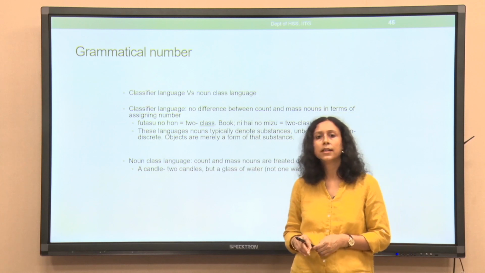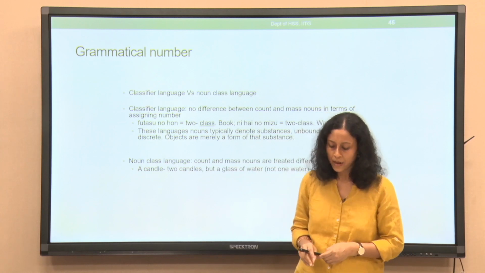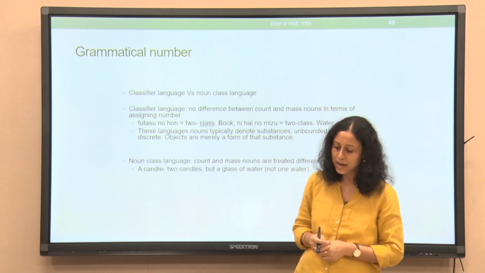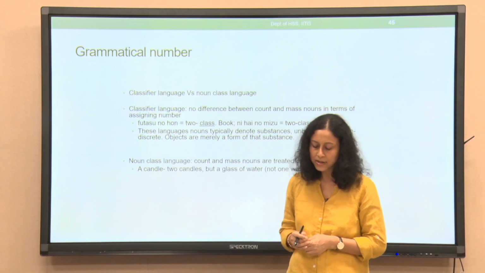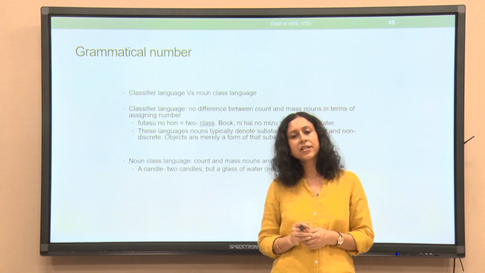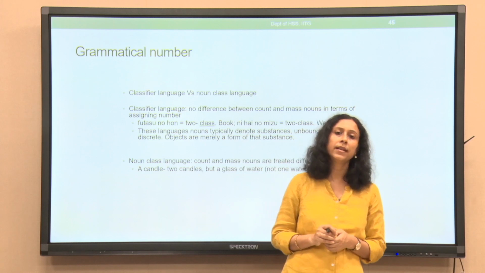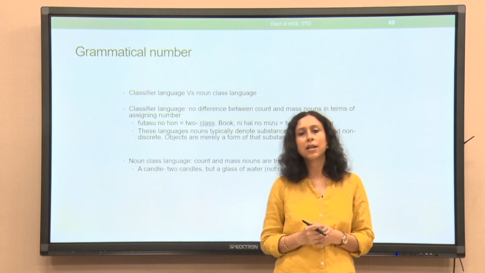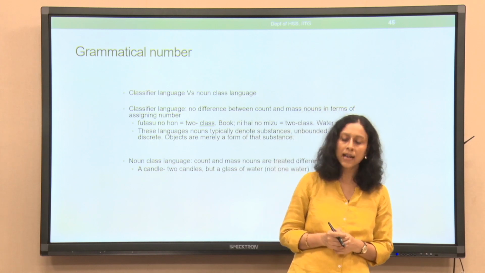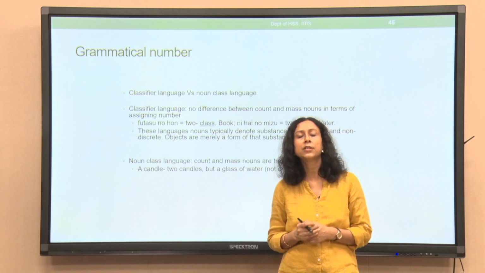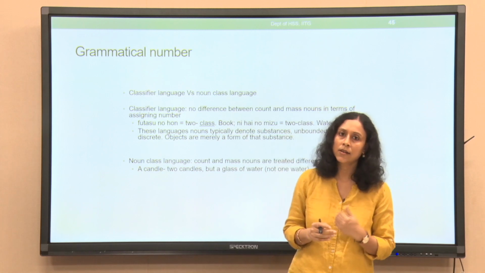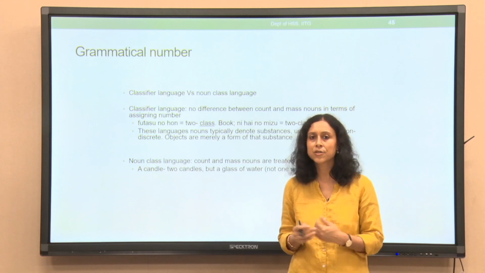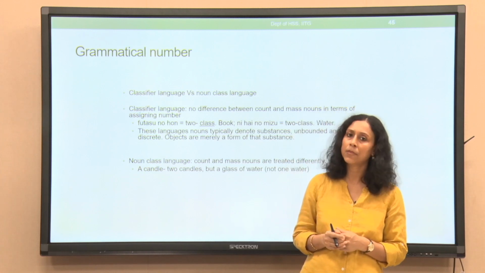Now, we move on to the category of number. The category of number also is a very interesting one, and it seems to have some impact on the way we conceptualize. One interesting aspect in the case of grammatical number is the differentiation between classifier languages and noun class languages. Now, what is a classifier language? Classifier languages have a particular grammatical entity called a classifier that sometimes will be prefixed or sometimes suffixed to all the nouns in that particular language.